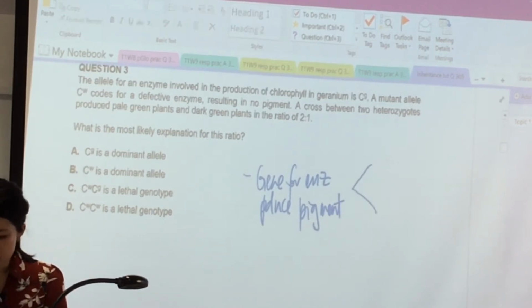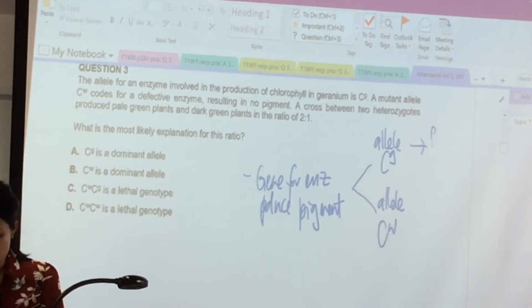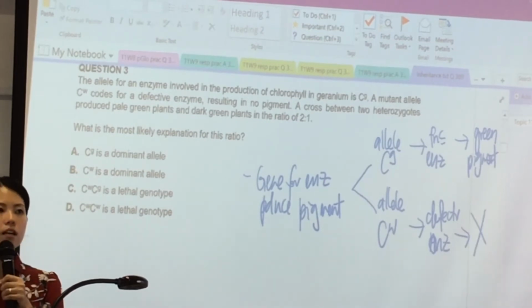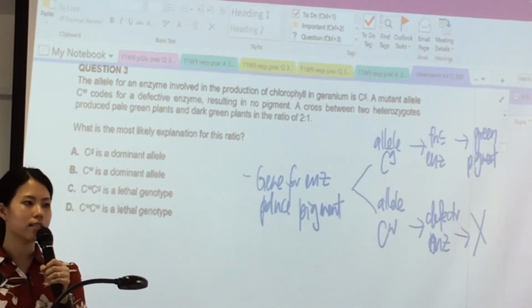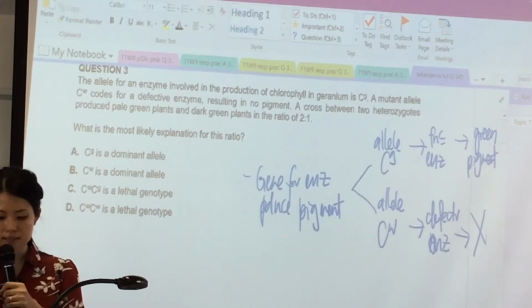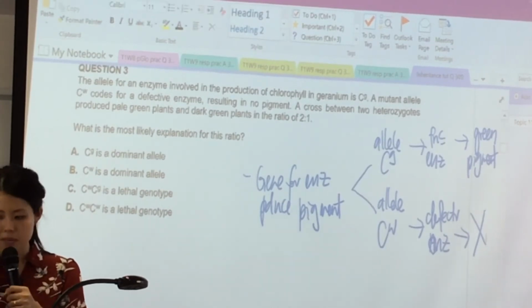There are two alleles in the question. We have the allele CG and allele CW, right? CG codes for a functional enzyme which gives rise to green pigment. CW codes for a defective enzyme or a mutant enzyme, that gives rise to no pigment, right? So no pigment, what color is it? If there's no pigment, it will look white. So white is what you get usually when there's no pigment.